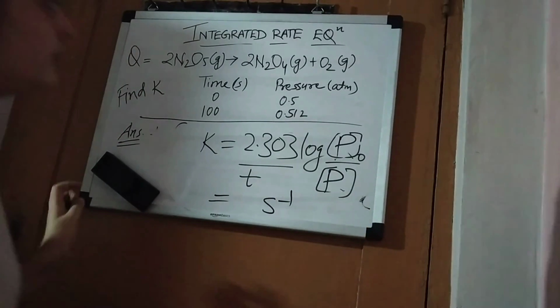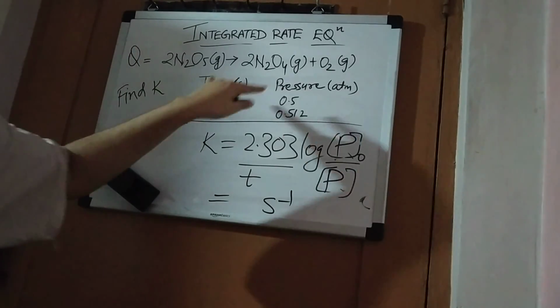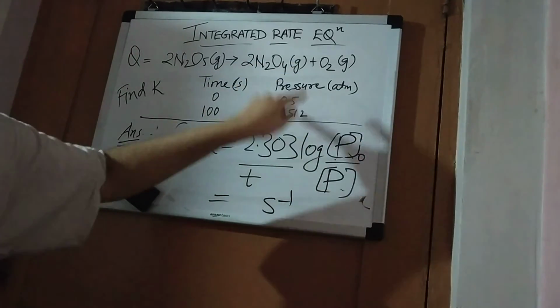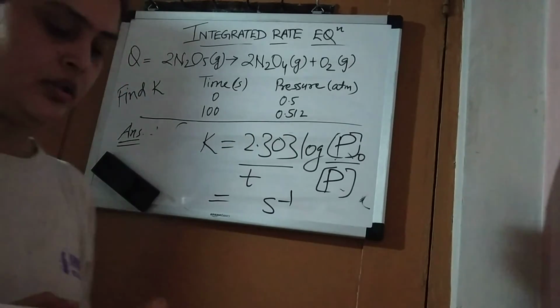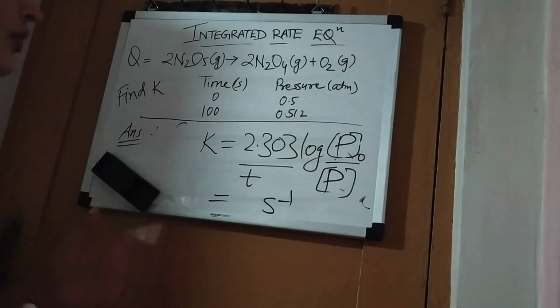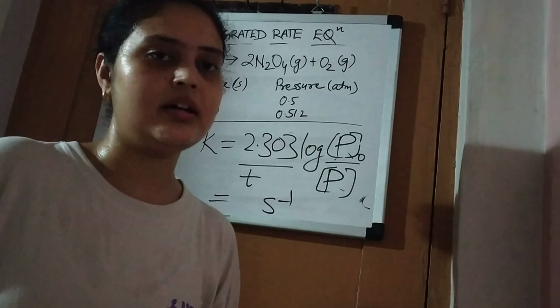So this is how we calculate the rate constant in the case of gases when the pressure is given instead of concentration. I hope you have understood this topic. If there is any doubt, you can ask me in comments. Thank you.